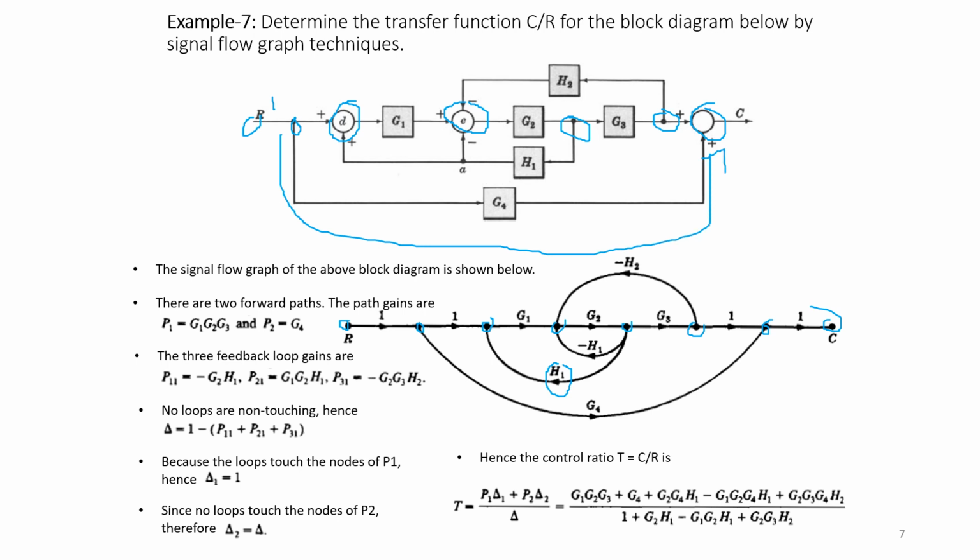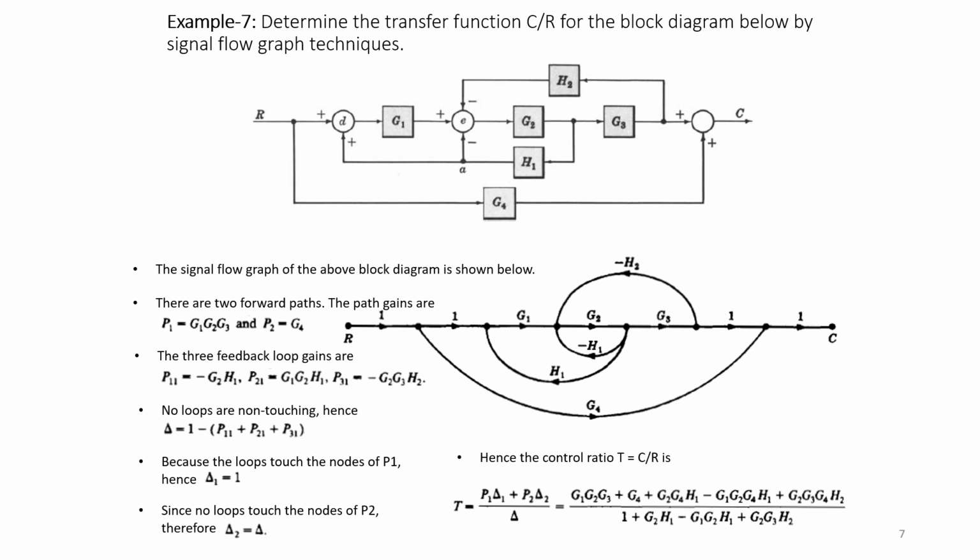Now once you construct your signal flow graph in a proper way, the next step is you have to find the number of forward paths, number of loops, number of non-touching loops, and then using the Mason's gain formula you have to evaluate the transfer function.